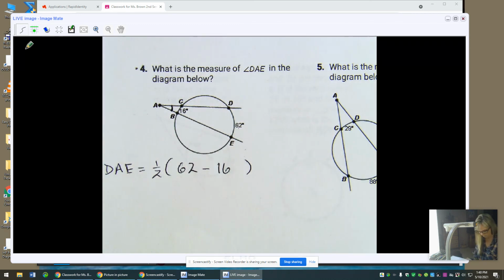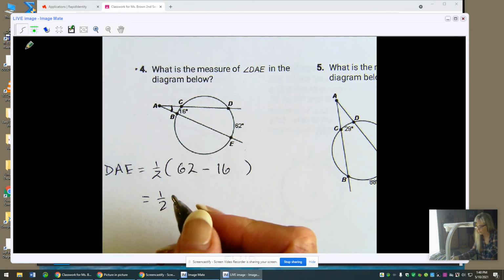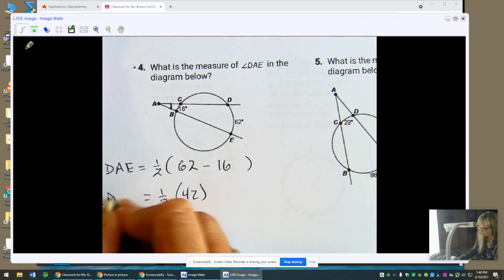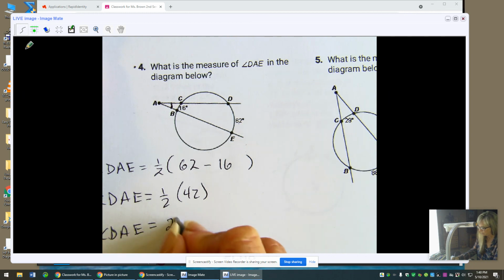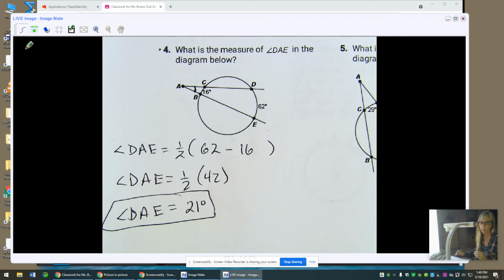All right, I don't want to subtract wrong, I always do. I know it seems silly, but that's my biggest error. So then we subtract. Order of operations says do the parentheses first, and we get half of 42. Angle DAE is half of 42, so angle DAE is 21 degrees. It's just a formula. Plug it in, and you're good to go. Why did I solve that whole thing? Whatever. The next one is exactly the same.